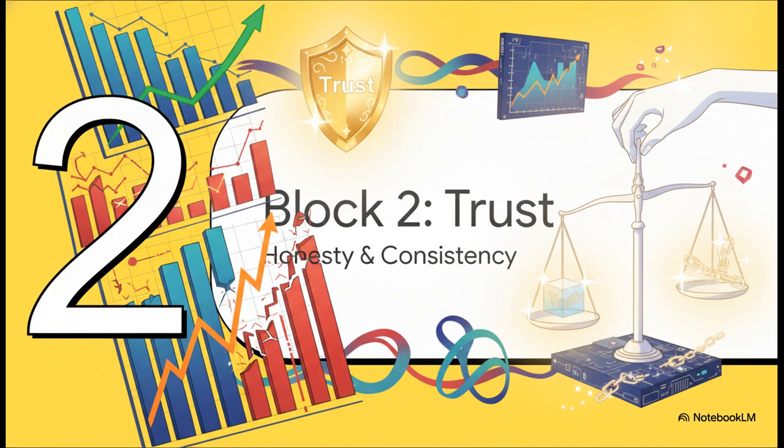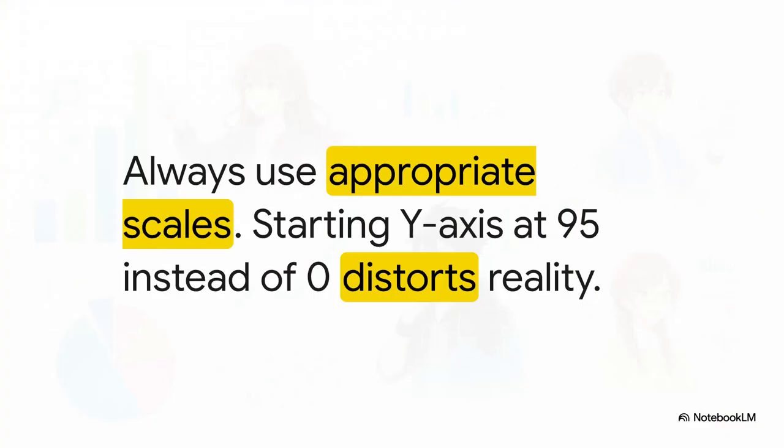Now, a clear chart is great, but it's totally worthless if it's lying to you. So that brings us to block 2, trust. This is where we focus on accuracy, honesty, and consistency. Accuracy means representing your data honestly, which means you have to beware of misleading scales.